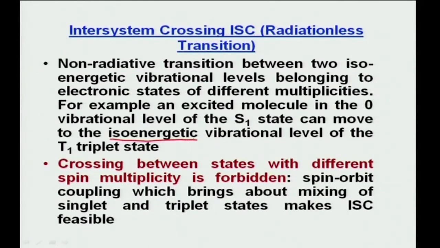Now crossing between states with different spin multiplicity is forbidden, but still you observe it, because there is something known as spin orbit coupling, which brings about mixing of the singlet and triplet states. As I wrote in that equation, it makes ISC or inter-system crossing feasible.